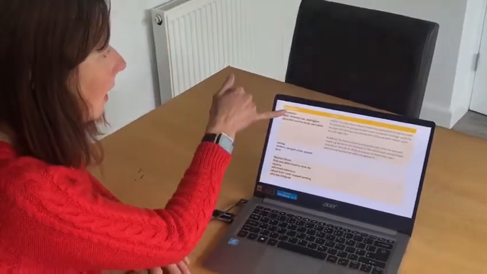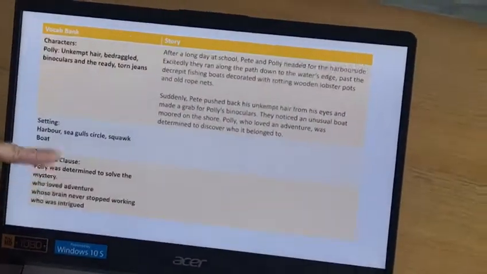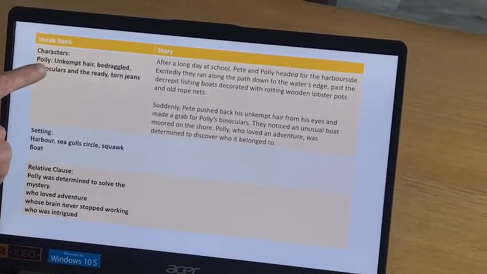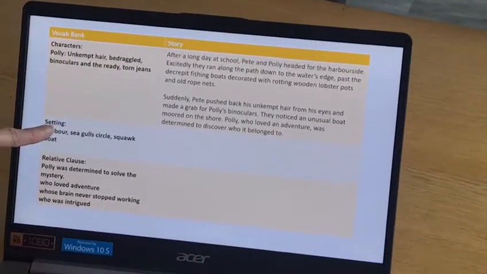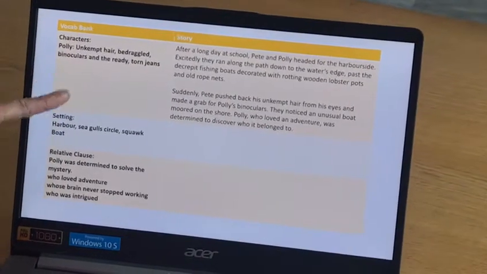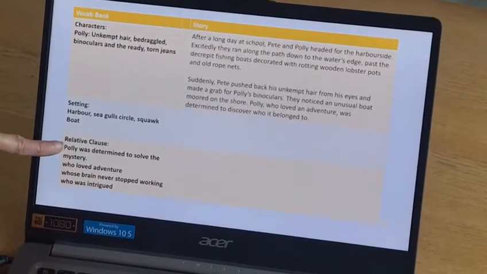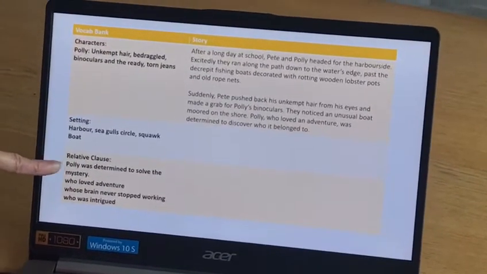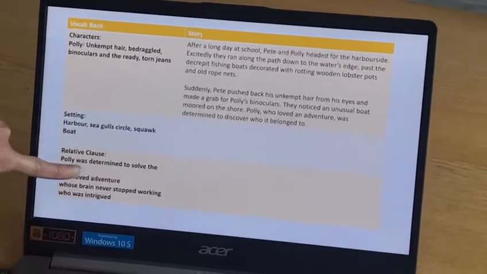So I've had a little go here. On this side, I've got some of the information from my plan. So you had a character description, yours will be a bit longer than mine. You had a setting description, some ideas for the setting. And you also put together some ideas that you can use in a relative clause. So here I've got a sentence. Polly was determined to solve the mystery.